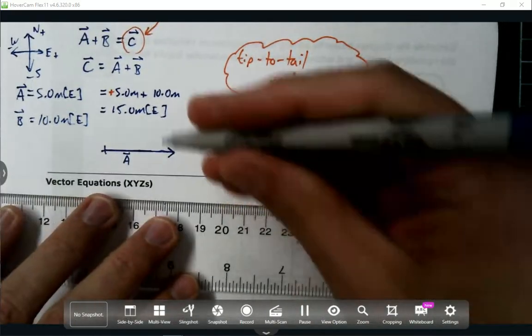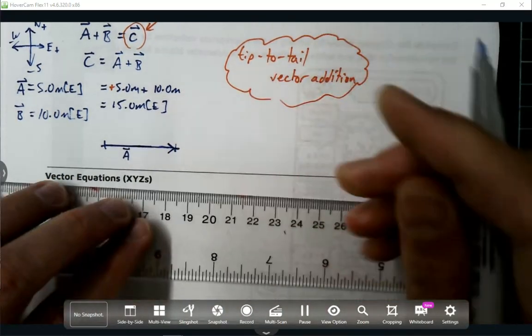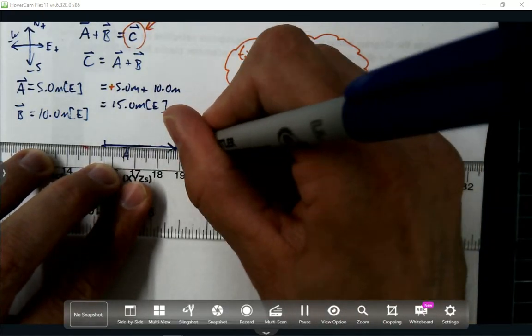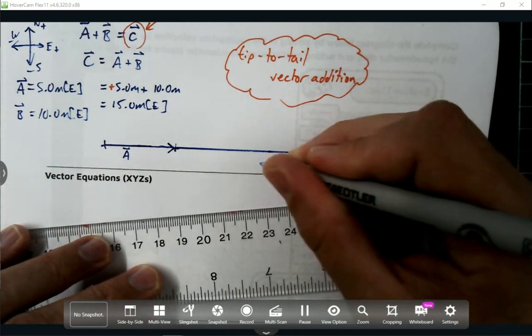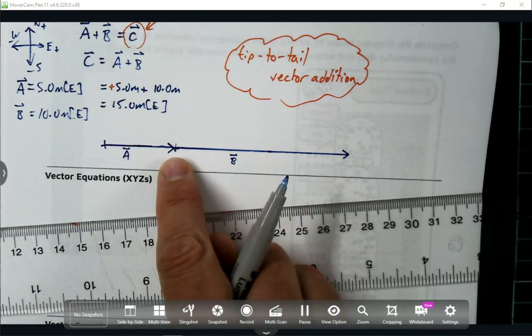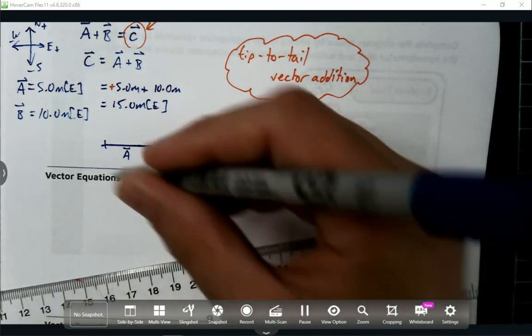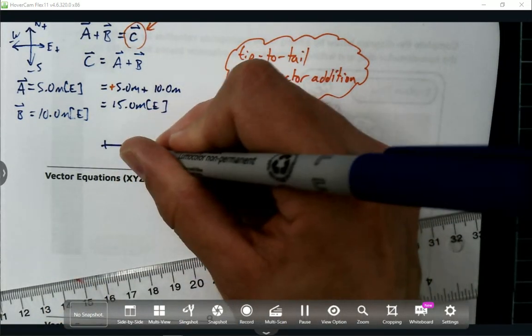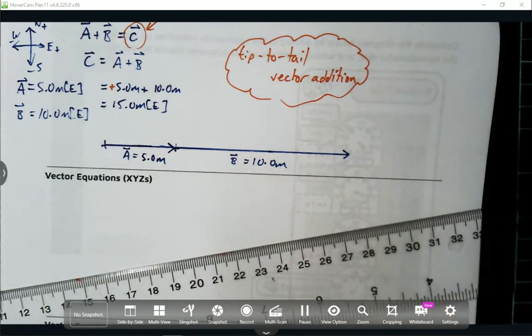So I got this little cross to show where A started, a little arrow where it ends. I would draw another cross here where vector B starts and where vector B ends. And I would say, behold, I have added up vector A and vector B tip to tail. They snap together, like those Lego pieces. The tip and the tail are joiners, if you like, okay? And we can throw in some numbers. 5.0 meters, 10.0 meters.